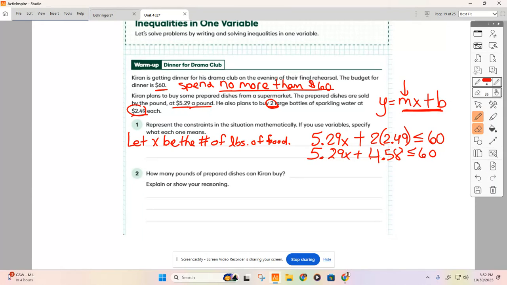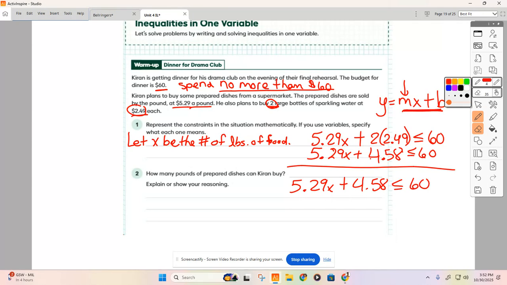How many pounds of prepared dish can he buy? Show or explain your reasoning. So what we're going to do is solve this. I'm going to take this inequality, 5.29x plus 4.58 less than or equal to 60, and I want to solve for x. This is just like an equation. Here's my x. It's stuck with the 5.29, so I'm going to do the opposite of adding 4.58, and I'm going to subtract 4.58 from both sides.